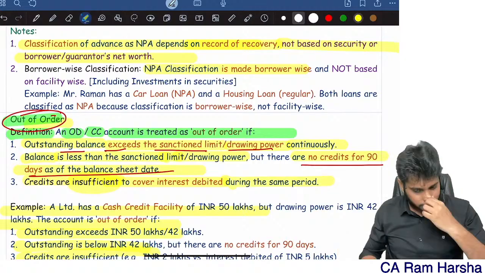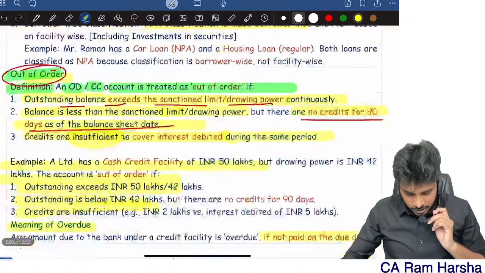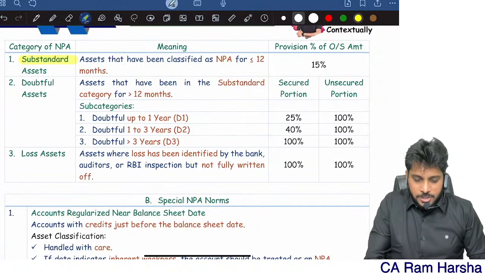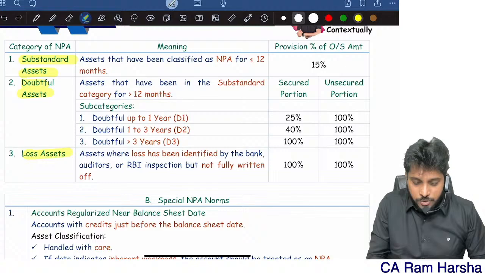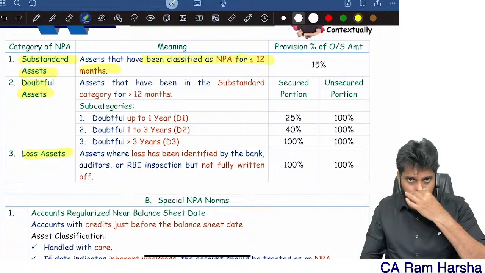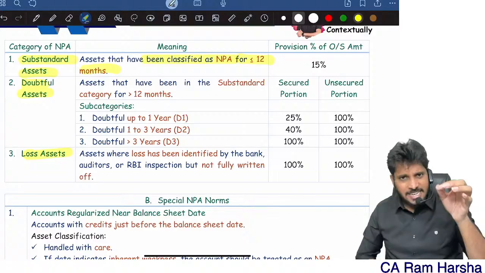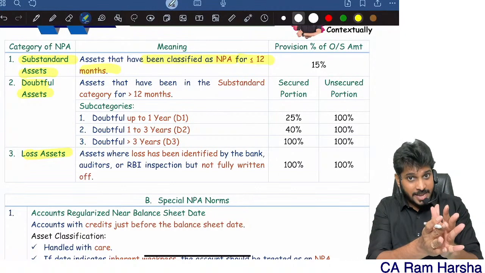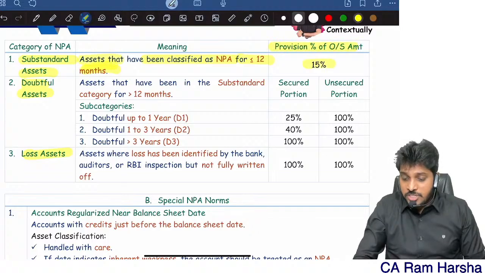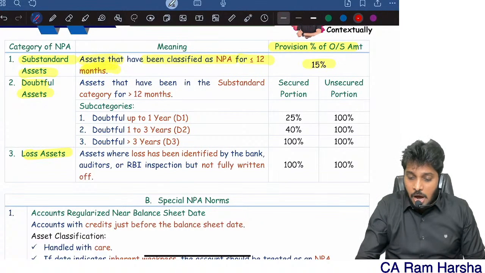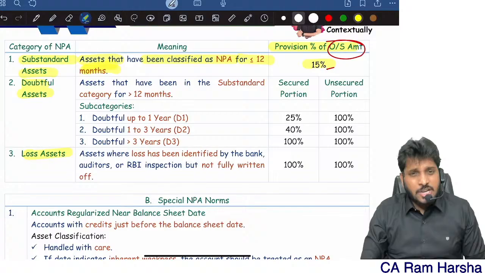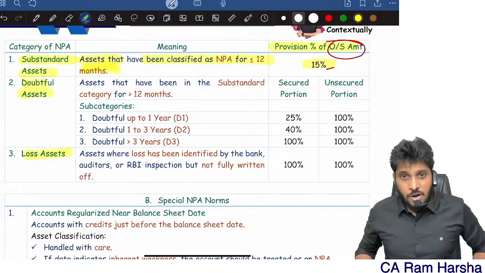Next, the moment a loan becomes an NPA, it has to be classified under substandard, doubtful, loss. Substandard means what? It is NPA for less than 12 months. Once 90 days are crossed, it's an NPA. 91st day onwards, that itself is the first day. So up to 12 months, it is treated as substandard. On a substandard asset, provision has to be created on the outstanding amount. 15% provision is required. Secured or unsecured portion doesn't matter. Straight away 15% provision.